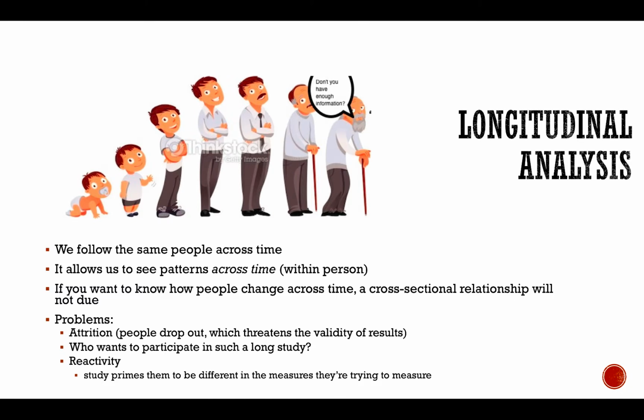So that brings us to a longitudinal analysis. We follow the same people across time. It allows us to see patterns across time within each person. And if you want to know how people change across time, a cross-sectional relationship will not give you that information.